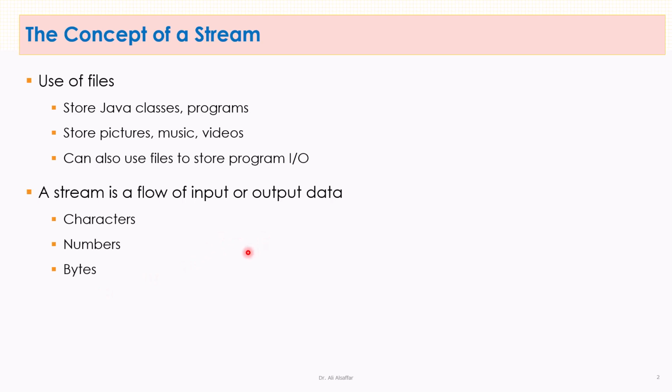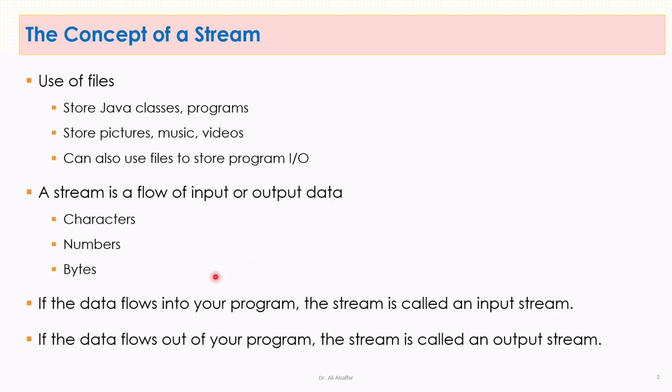You know that when input-output devices are connected to the computer, there is in fact a flow of data between these devices and the computer. And this is what we need to know next: the types of streams that we are going to have in our programs. So how many types of streams do we have? In fact, we have two types of streams, input stream and output stream. If the data flows into your program, then the stream is called an input stream. And if the data flows out of your program, then the stream is called an output stream.